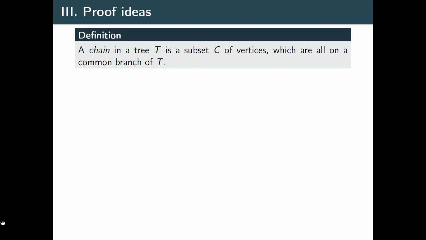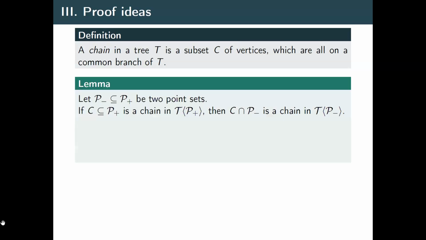More precisely, define a chain in the tree as a subset of vertices which are all on the same branch of the tree. If you use this definition, then we have a lemma stating that if you have 2 point sets, P minus included in P plus, and if you have a chain in P plus, and you look at the points of the chain which remain in P minus, then these points will form a chain in P minus.